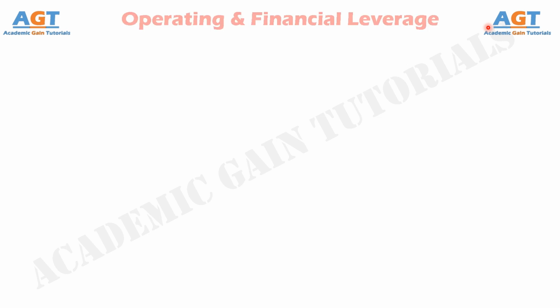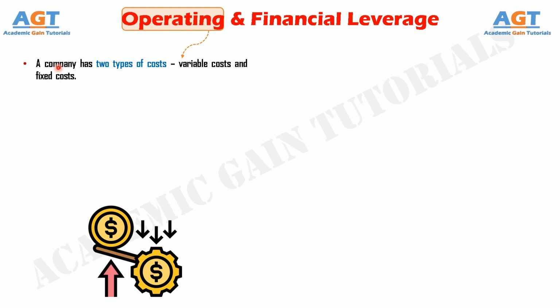In this video, we will look into the differences between operating leverage and financial leverage. A company has two types of costs: variable costs and fixed costs. Variable costs are costs that change with the level of production.